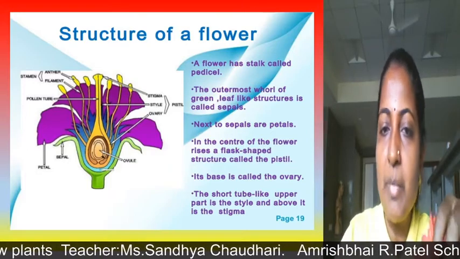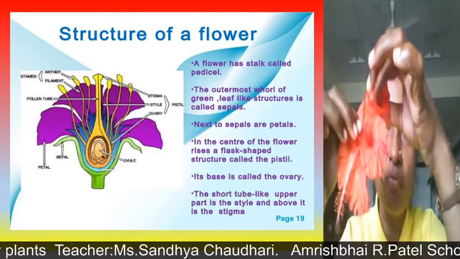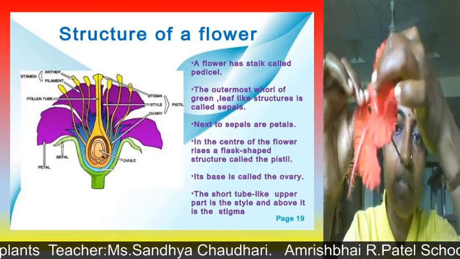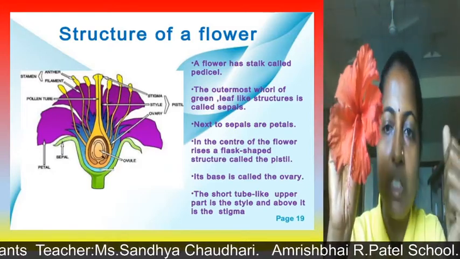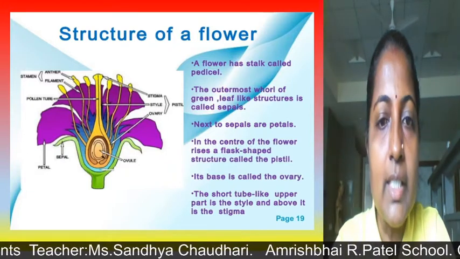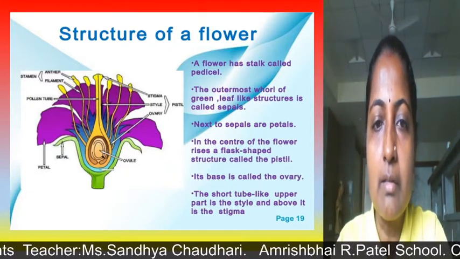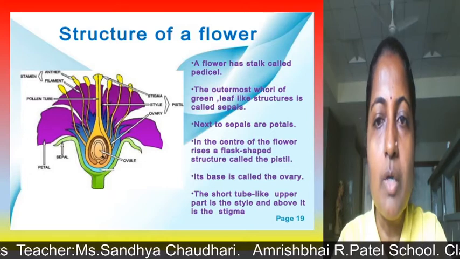Next to sepals are petals. These are called petals of a flower. These are different petals and they have attractive color to attract insects for pollination. In the center of a flower rises a flask-shaped structure called pistil.